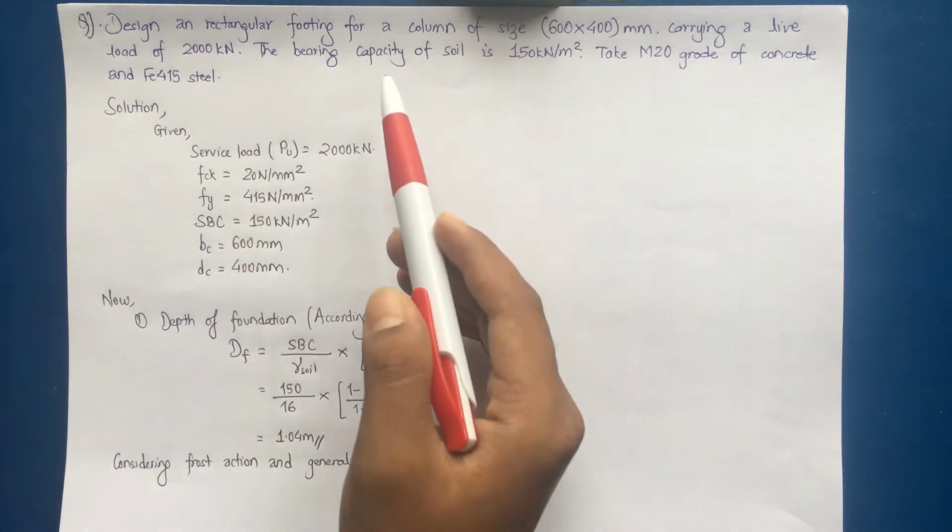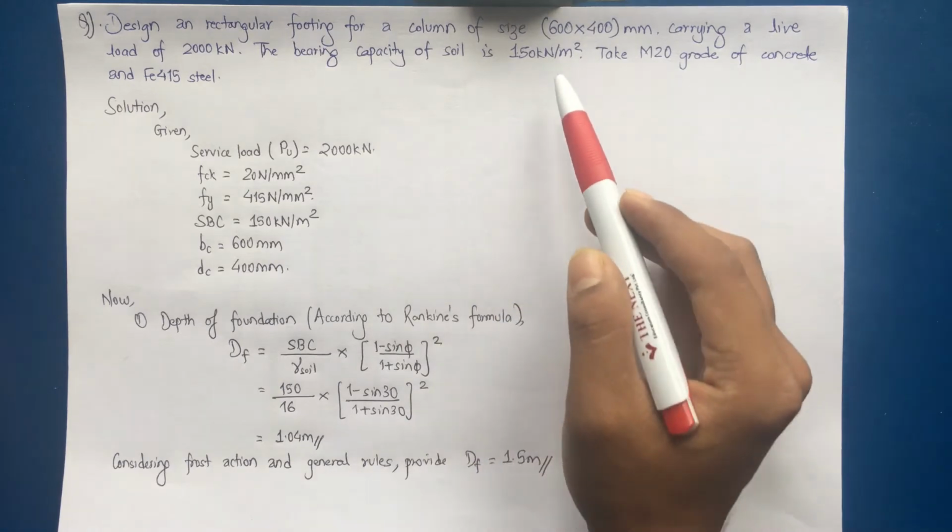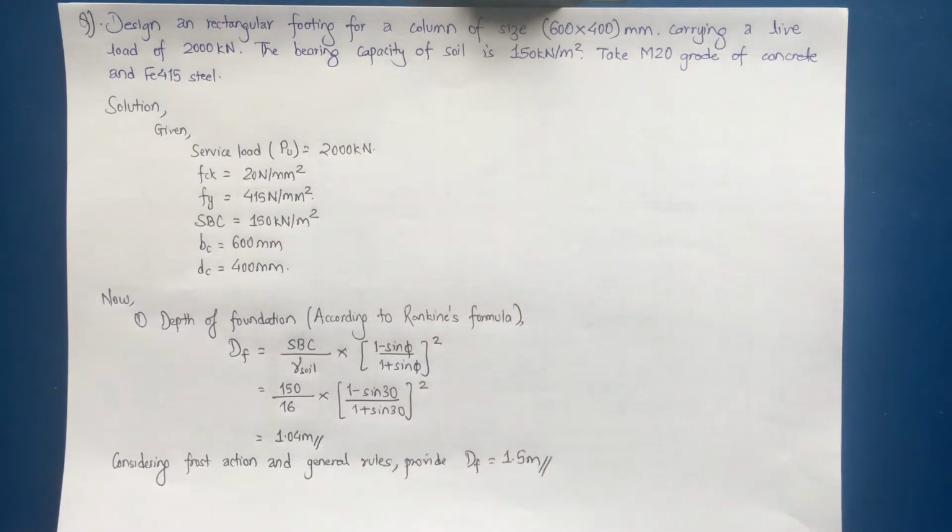In this video I will show you how to design a rectangular footing. Design a rectangular footing for a column of size 600 by 400 mm carrying a live load of 2000 kN. The bearing capacity of soil is 150 kN per meter square. Take M20 grade of concrete and Fe415 steel.